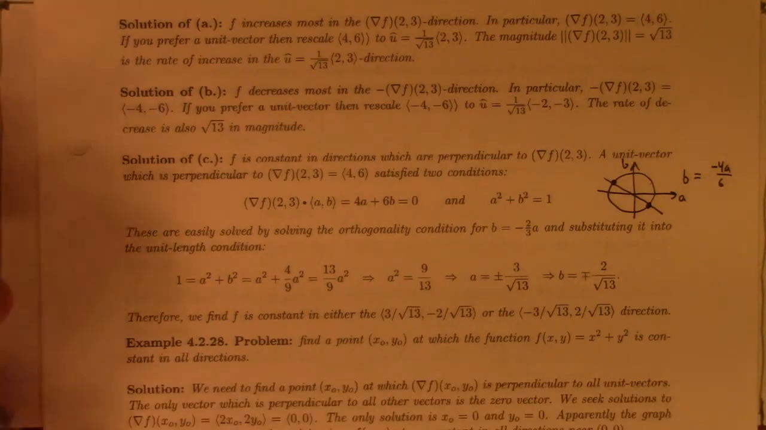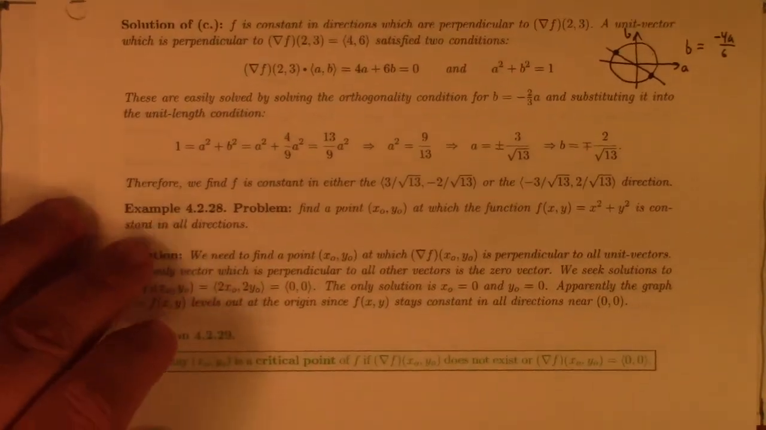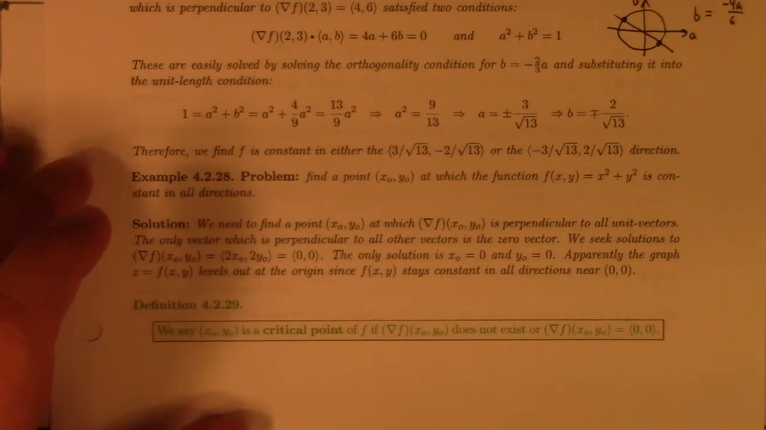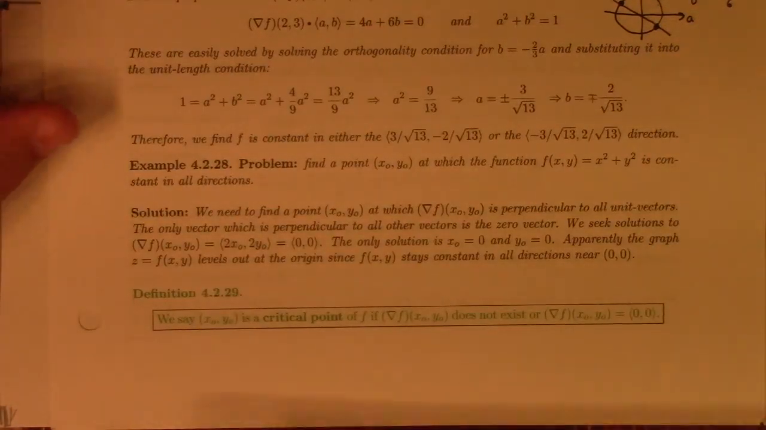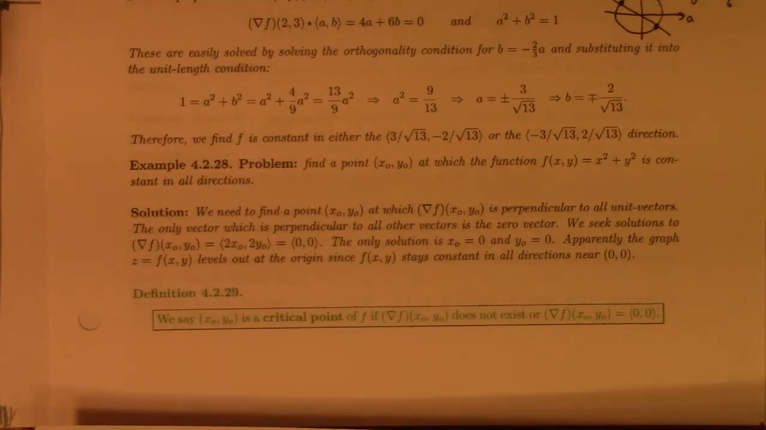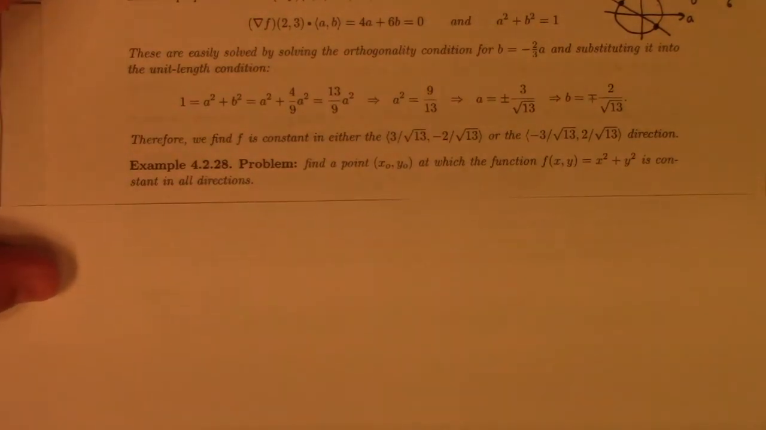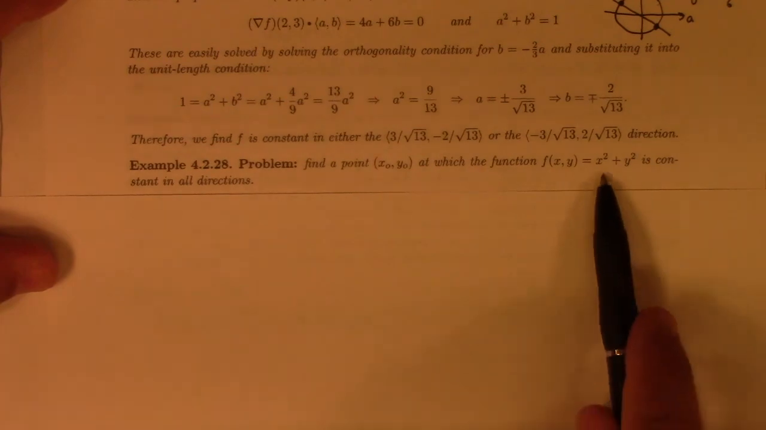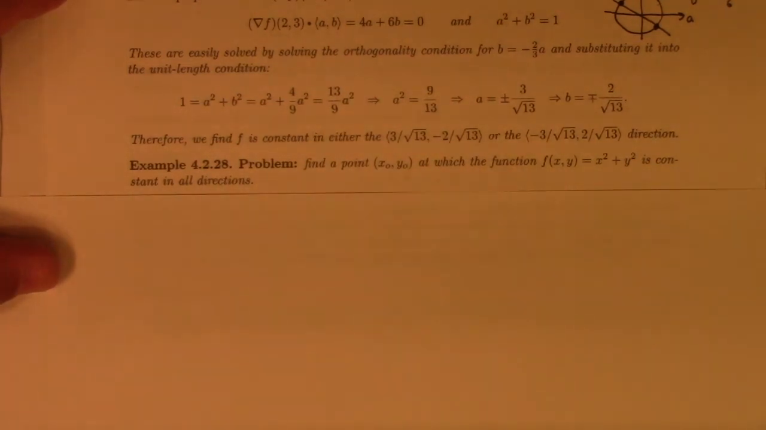So that's a pretty standard test question for me. I give you a function, and then I ask, find the maximum rate of change, the minimum rate of change, and also describe a direction in which the function's constant. So here I ask to find the point at which the function x squared plus y squared is constant in all directions. Right?